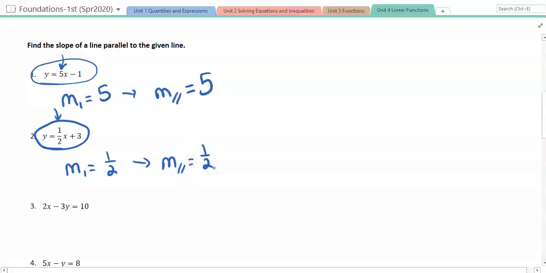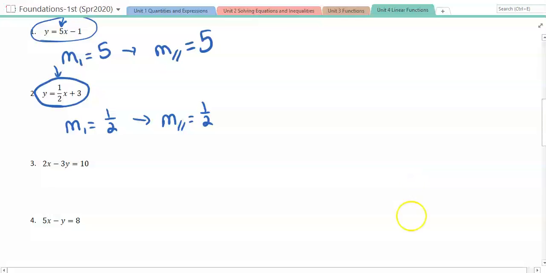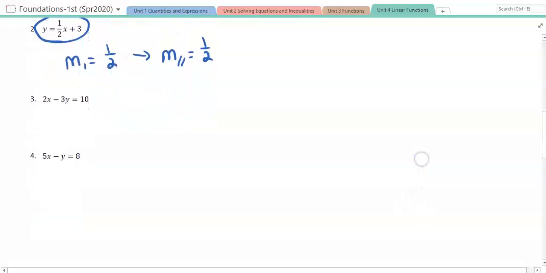It's 1/2. This is going to get very repetitive, but I want you to get this in your head, that parallel lines always have the same slope. I don't know how many times I'm going to say it in this lesson. Maybe you should count it up, and maybe I'll give you some house points if you can tell me how many times I tell you that parallel lines have the same slope.